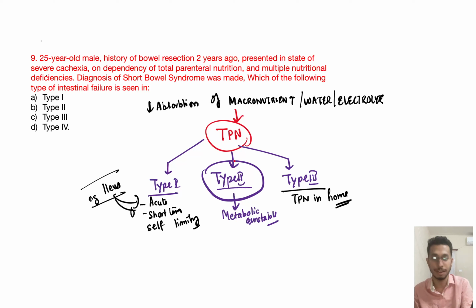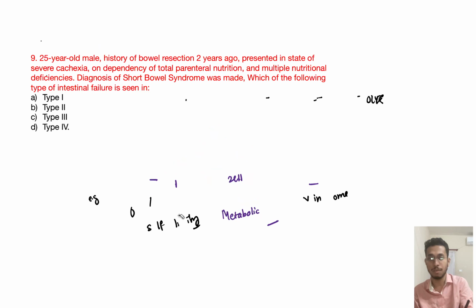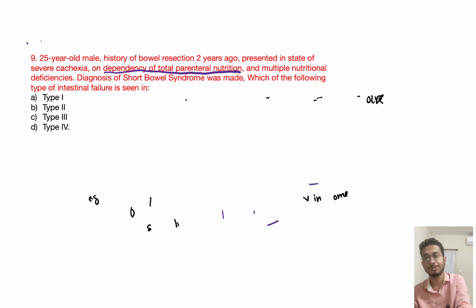How is the functional status? It is important. So, if you look at this question, what does it say? It says that this male 25-year-old had history of bowel resection 2 years ago and is currently dependent on total parenteral nutrition and multiple nutritional deficiency. Is he metabolically unstable? Such thing has never been mentioned here, and so this is not going towards type 2.